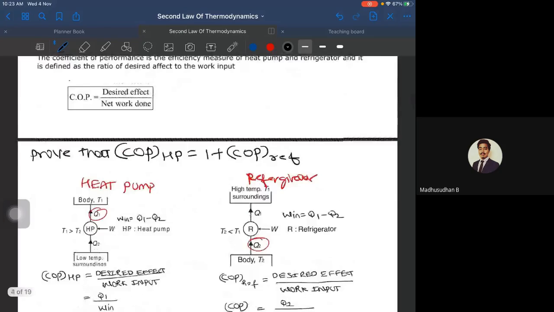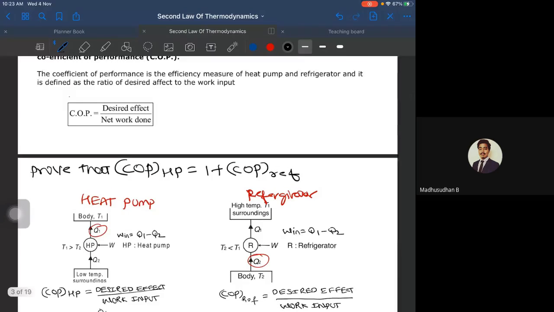Next, there is a popular question I have found in your previous year question paper, which says: prove that the COP of a heat pump is equal to 1 plus the COP of a refrigerator. Okay, so the COP of a heat pump will always be 1 plus the COP of the refrigerator, and you can prove that with simple mathematical correlations. We will look into it in this class.